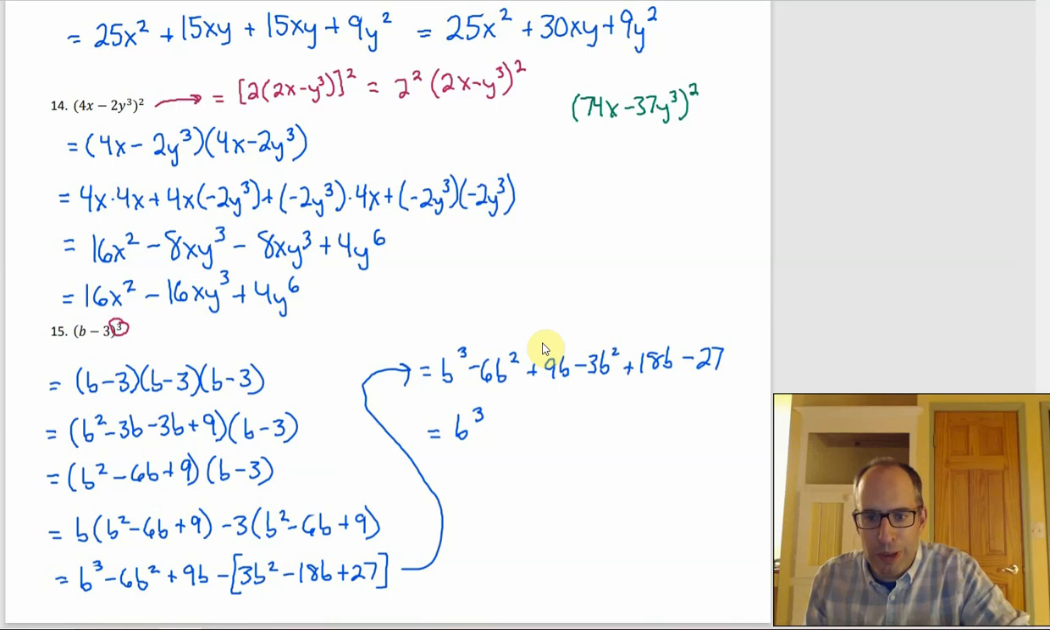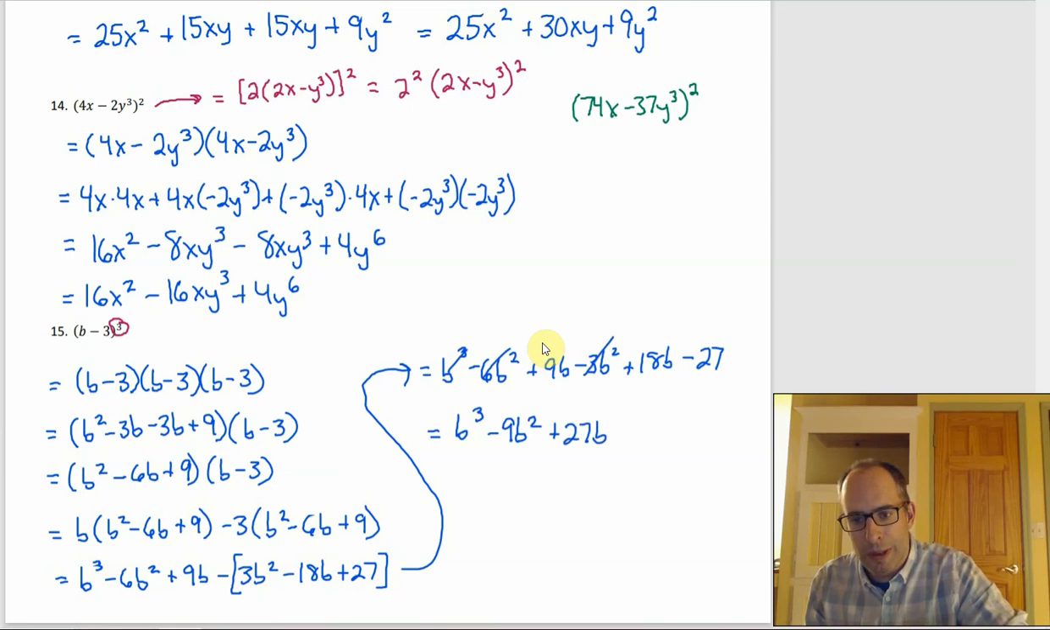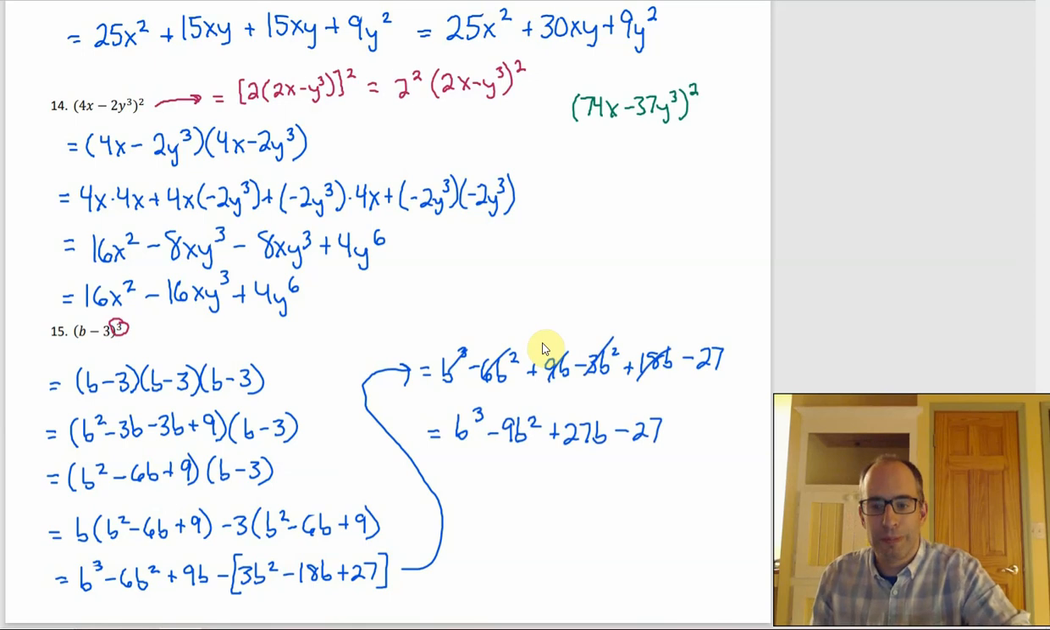And then if we combine like terms, we're going to have b cubed. We have a couple of b squared terms, so minus 6 minus 3 is minus 9b squared. And then, let's see, we got a 9b and an 18b, that's 27b. And then just minus 27 on the end. And that's that.